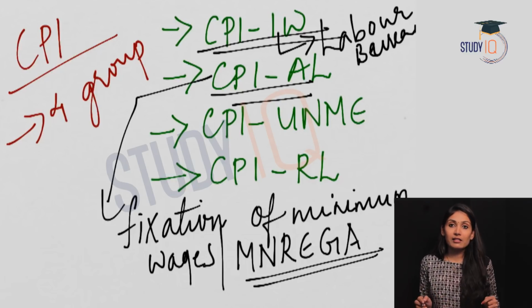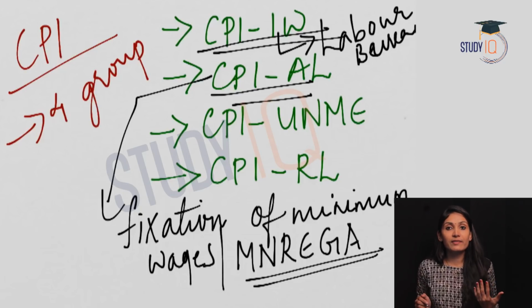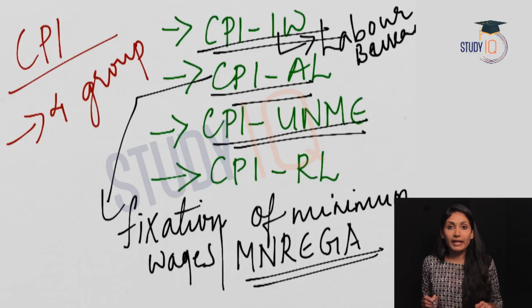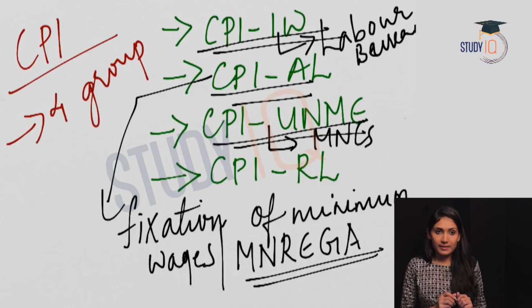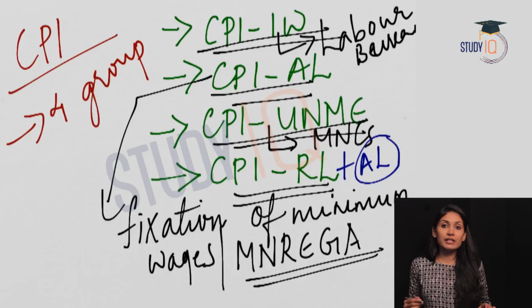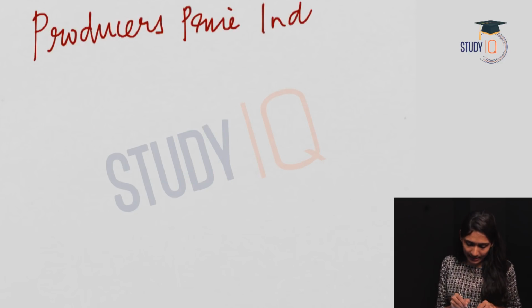So, CPI for agricultural laborers is used for the estimation of wages under MNREGA as well as for the minimum wages by different state governments. Next is CPI UNME or Urban Non-Manual Employees. This is used by certain MNCs in fixing the dearness allowance for their employees. Next is CPI Rural Laborers. This is used by certain states along with CPI AL, that is agricultural laborers, for the revision of minimum wages in their states. Next is Producers Price Index.